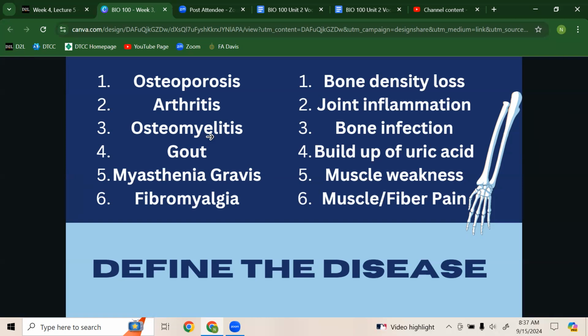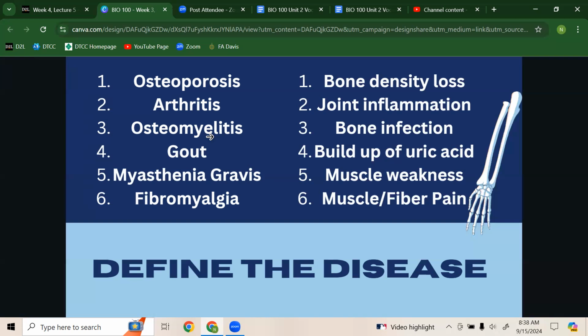Gout is a disease that affects joints. A lot of times it actually affects the big toe, which is a very common area for gout to flare up. But it's a buildup of uric acid. Uric acid is just a byproduct of our metabolism as we're processing certain foods. Gout flare-ups tend to be associated with fatty foods, but gout is like a buildup of this type of crystal that is created from uric acid that gets into the joint, and it can be very, very painful.